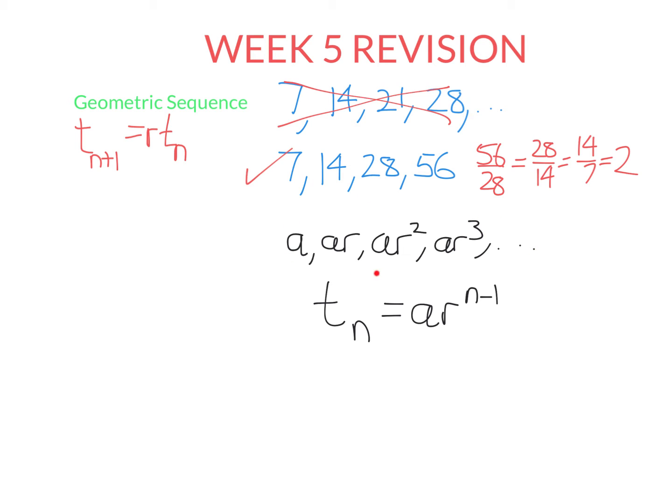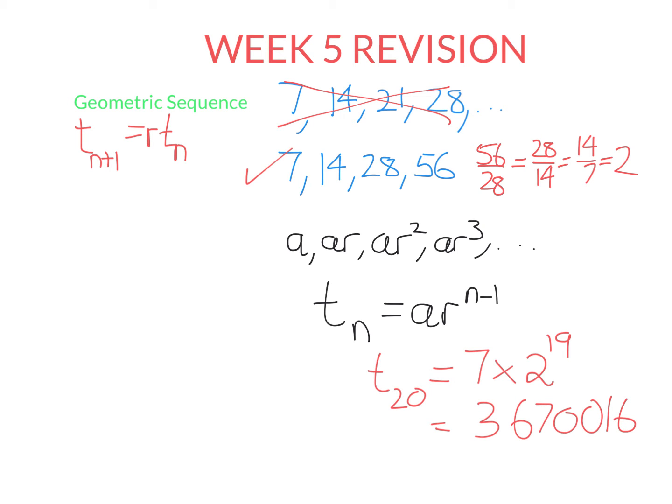So from this comes the formula for the nth term of any geometric sequence. Let's say I wanted to find the 20th term of this geometric sequence here. So I have t20 equals a, which is the first term, times r, the common ratio, to the power of n minus 1. Putting that on my calculator, I get this number here. It's actually a big number, 3,670,016. That often happens with geometric sequences. The terms get big really quickly.